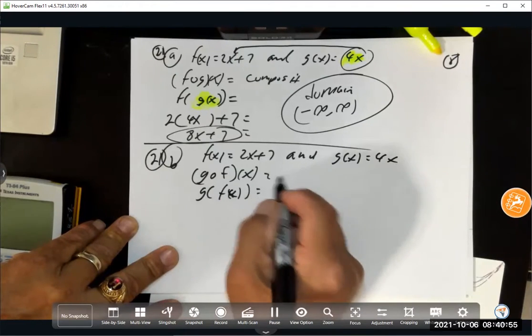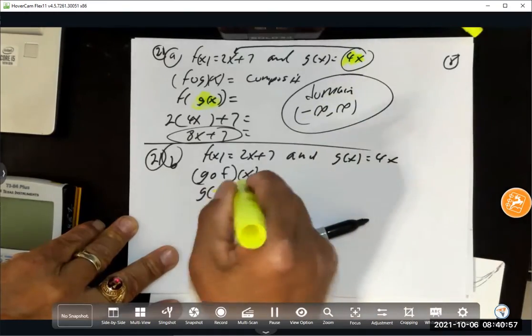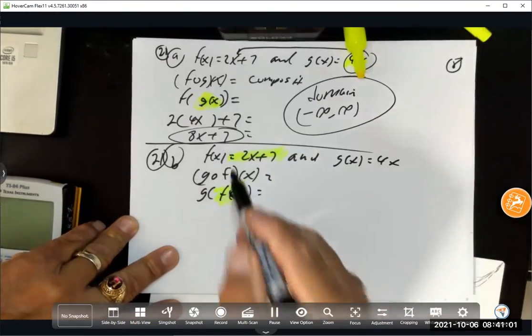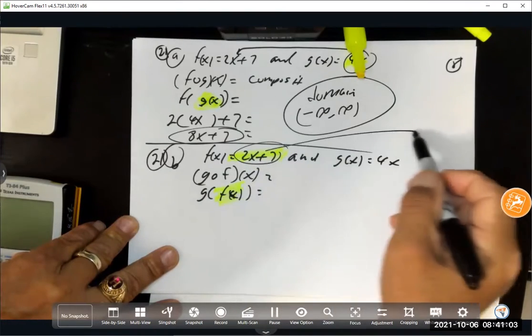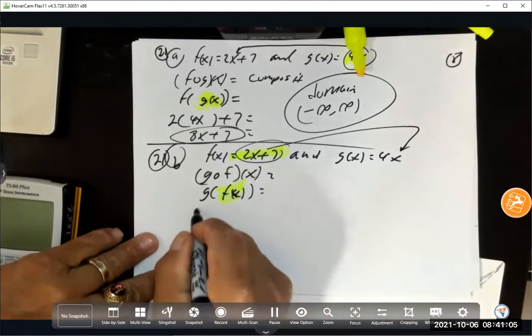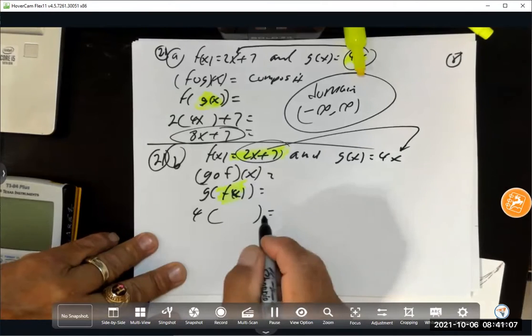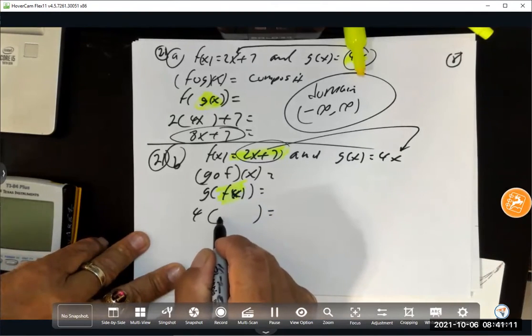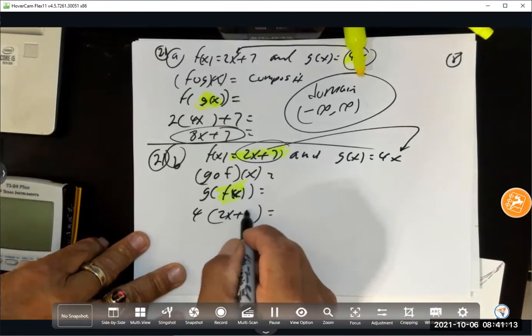Okay, so now this is the inside part. That means this one right here in the yellow is going to go to the other side right here. It's going to be 4 times something. What goes inside the block? What goes there? 2x plus 7. Yes. All right, multiply it out.